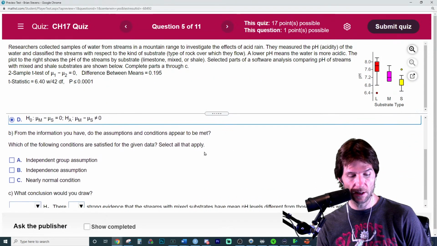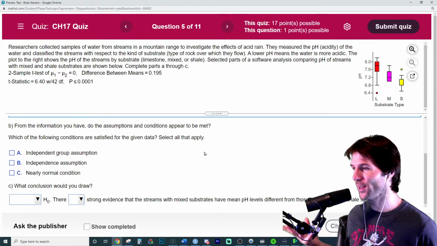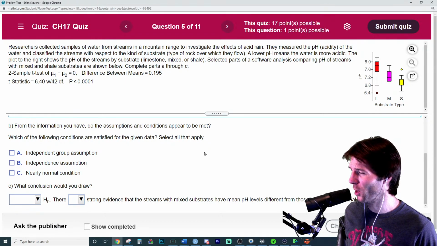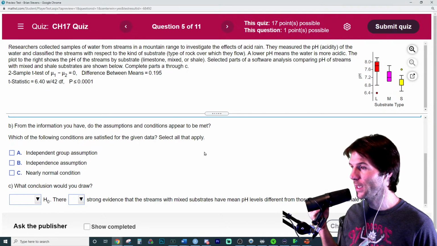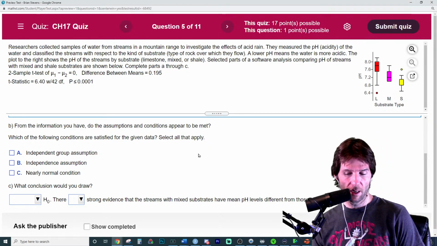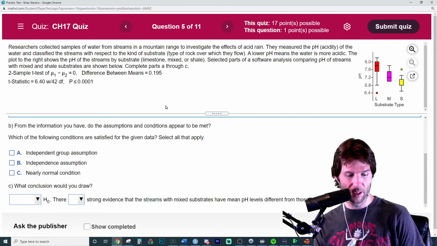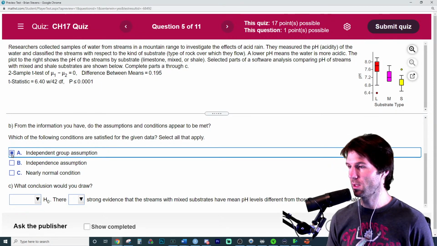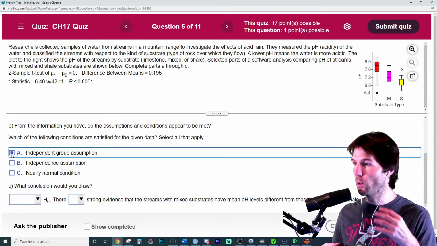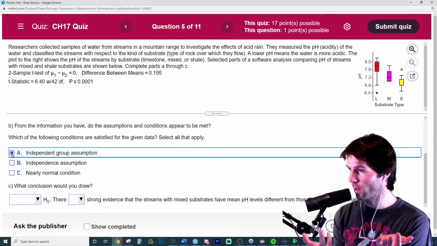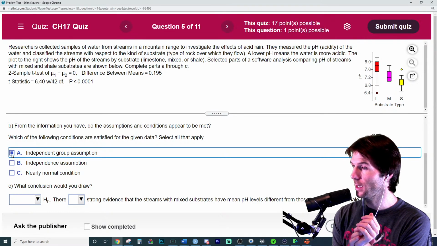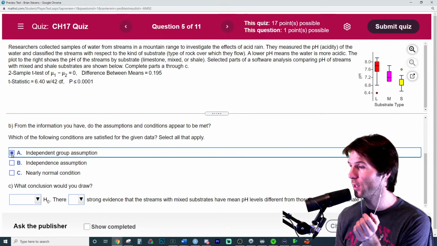From the information you have, do the assumptions appear to be met? Well, so this is like where the rain is landing. I don't think the mixed and the shale care about each other, so they're not going to be dependent. The results we get from the shale is not going to depend on the results from the mixed. So these are independent groups. That means one mean would not impact the other mean. To be independent means I know what the shale did. Does that tell me anything about how the mixed did? Nope. Independence assumption right here, that each sample is collected independently of the other one.